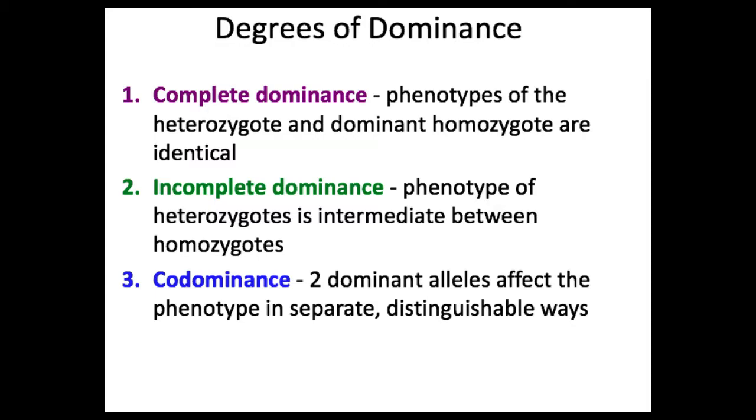The traits that these alleles are responsible for have different degrees of dominance. The first degree of dominance is complete dominance, in which the phenotypes of the heterozygote and the dominant homozygote are identical. The second degree of dominance is incomplete dominance. In this example, the phenotype of the heterozygote is intermediate between the homozygotes. And the last example is codominance, which means two different alleles affect the phenotype in separate but distinguishable ways. Remember, phenotype is the observable trait.